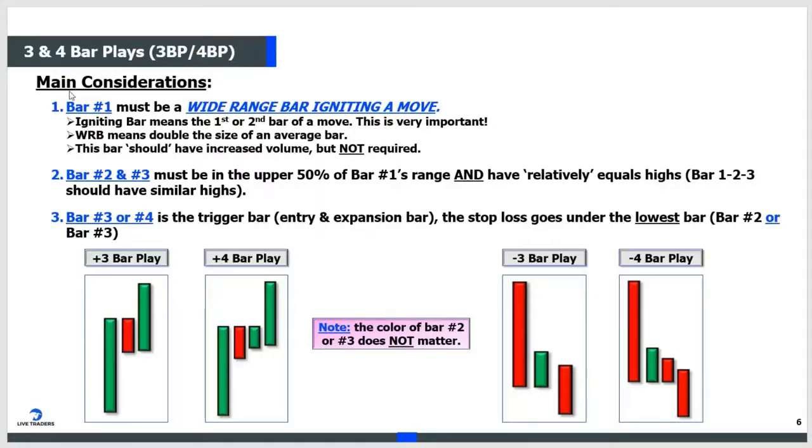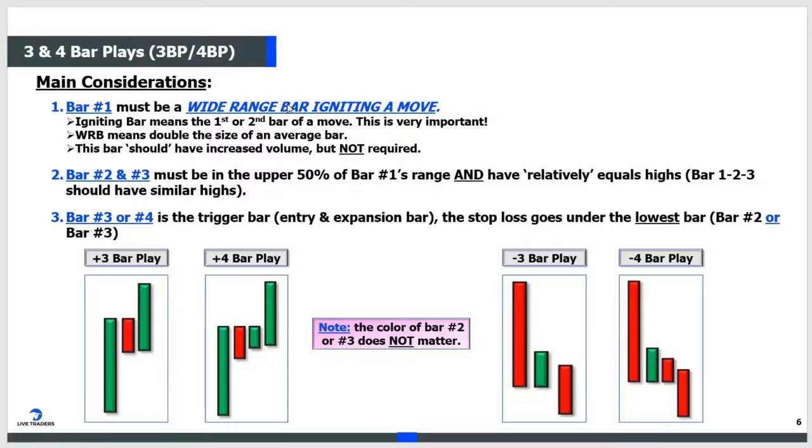The 3 and 4 bar play, guys, one of the most important aspects of this pattern is the number one bullet point right here. Bar number one. This is extremely important. I'm tired of people sending me 3-bar plays that are not 3-bar plays. Bar number one must be, not should be, not might be, not could be, must be a wide range igniting bar, right? It has to be igniting a new move, all right?